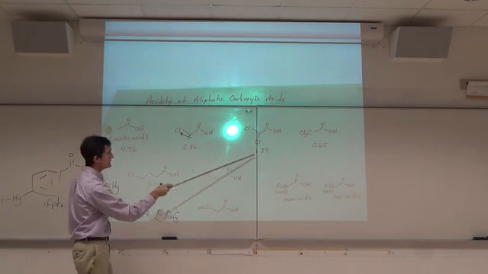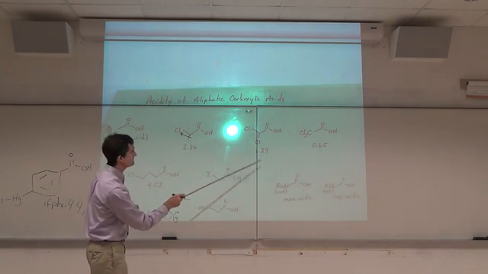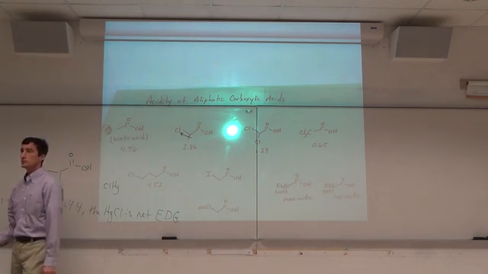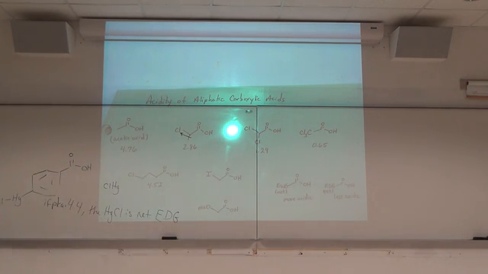You put 2 chlorines, what is that, 1.29? You put 3 chlorines, 0.65. So as you add chlorines, more withdrawing, stabilizing the oxygen anion.